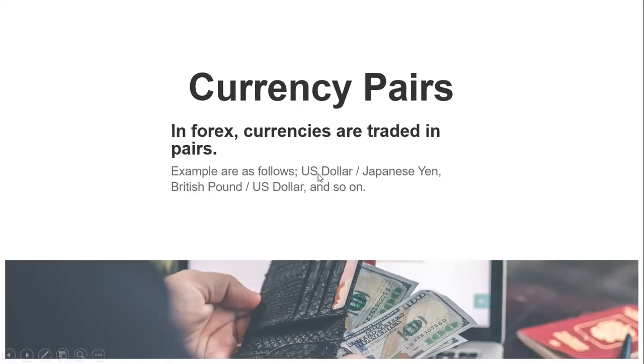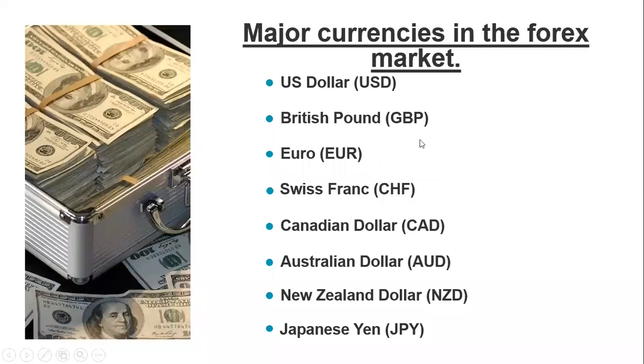So we have examples here: the US dollar, Japanese yen, British pound, US dollar, and so on. Now, within the context of the Forex markets, hundreds of currencies are in trade, but there are about 7 or 8 that stand out. Some say 7, some say 8.